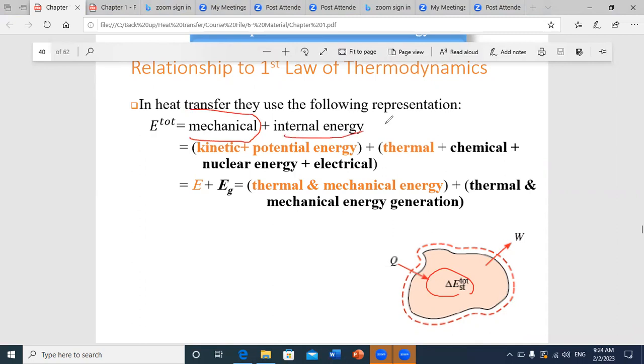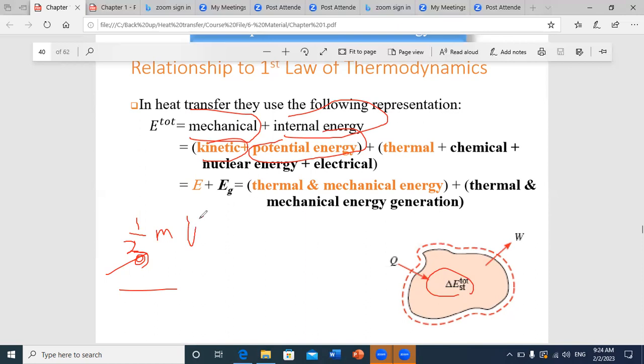When we talk about mechanical energy, this can involve kinetic energy and potential energy. To give you a simple example, let's say you have a ball and you give it a certain velocity. This means that you are giving it energy in the kinetic form. And the kinetic energy is written as half times the mass times velocity squared.